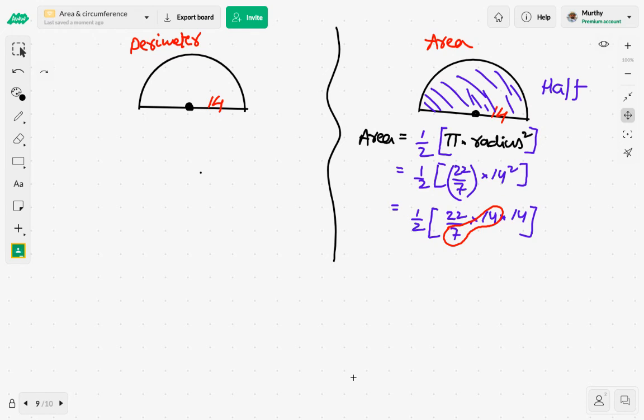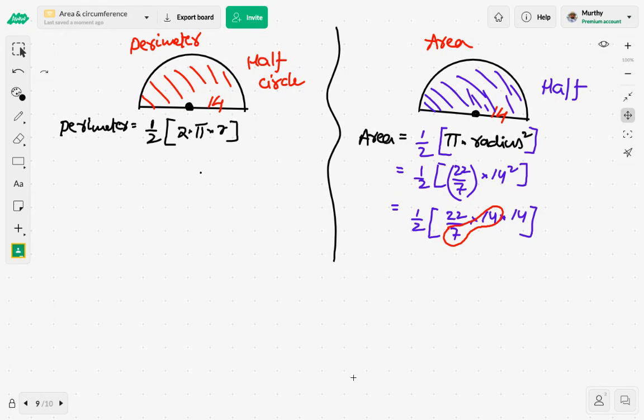But when it comes to the perimeter, I know that this is a semicircle, this is a semicircle, therefore I know that this is half of a circle, right? Then in such case, may I take that perimeter which is similar to the circumference. Therefore, perimeter equals half of, what is the formula for finding the circumference? So it is 2 times pi times radius. Then half of 2 pi r, is it correct?